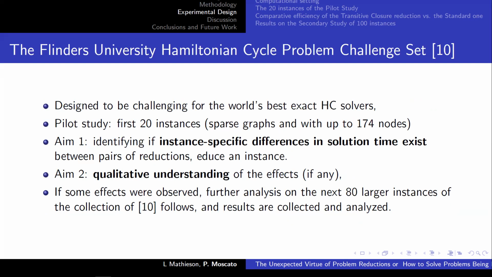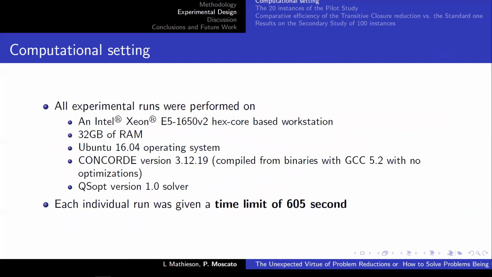So we are working with the challenge dataset put together by Flinders University, which is a set of 1,000 very difficult instances for Hamiltonian cycle. The first 20 instances are going to be our pilot study, and we are trying to identify if instance-specific differences exist and to have a qualitative understanding of the effects. Our experiments were run on what today can be considered a normal or standard workstation, and each one of the runs of Concord had a time limit of a little bit above 10 minutes.